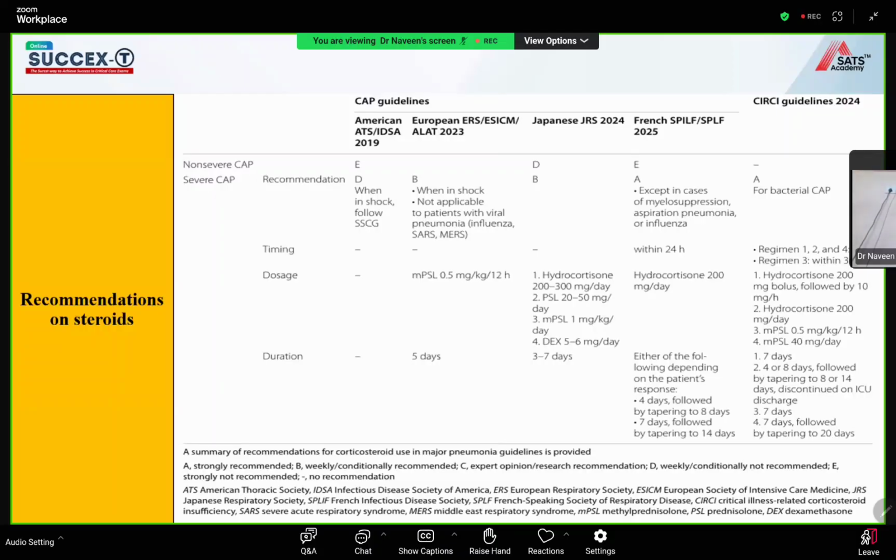European guidelines say they can be considered. So there is no strong recommendation of steroids across the guidelines, but still, its role is controversial, but you can consider it in severe CAP early in its course.